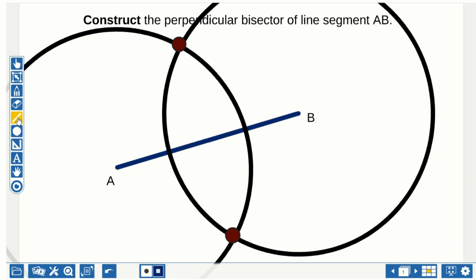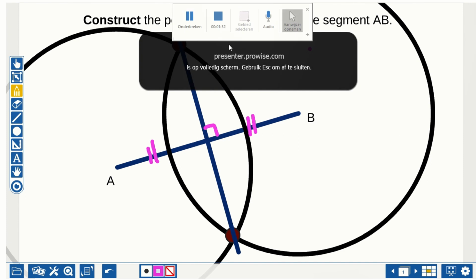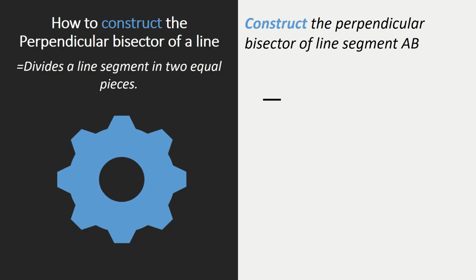You're going to draw a line and therefore you will need not your pair of compasses, but your protected triangle. So now you've drawn the perpendicular bisector of line segment AB. Don't forget the sides because this piece is equally long to that one. And of course you've got the 90-degree sign, so a little square. So that's how you construct the perpendicular bisector of line segment AB.